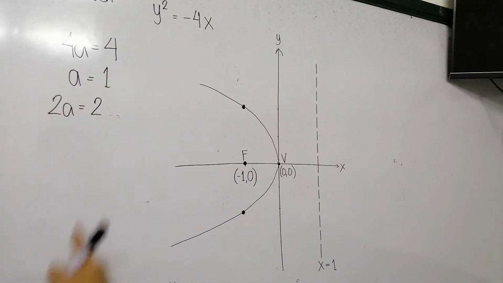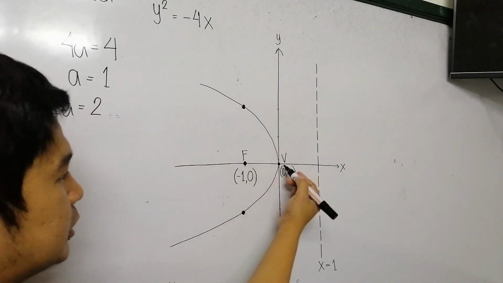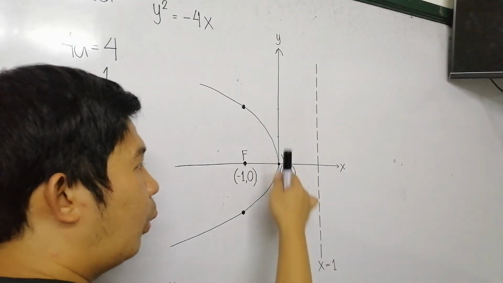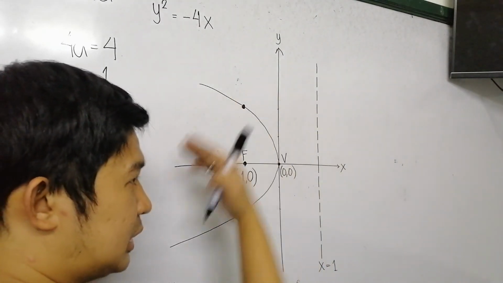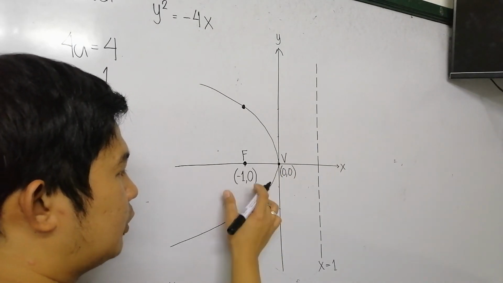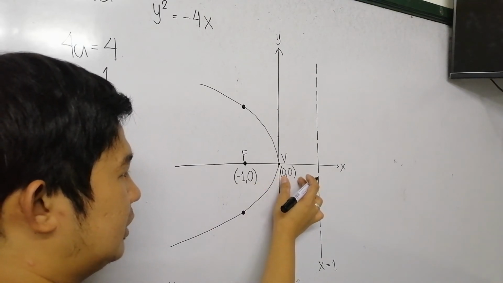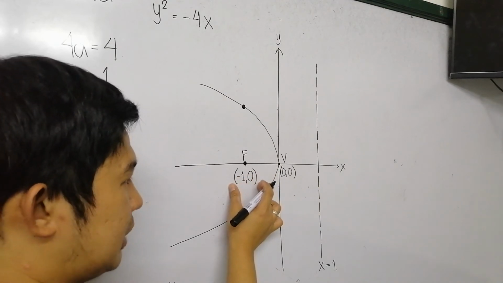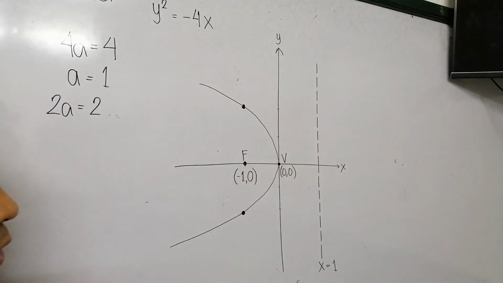So the distance between the vertex and the focus will be 1 unit. So from 0, 0, going to our focus, we will move 1 unit to the left. The movement is horizontally to the left. That means we're going to have the coordinates of our focus -1, 0. So from the vertex 0, 0, it moves 1 unit to the left, horizontal movement. So the coordinates of our focus will become -1, 0.